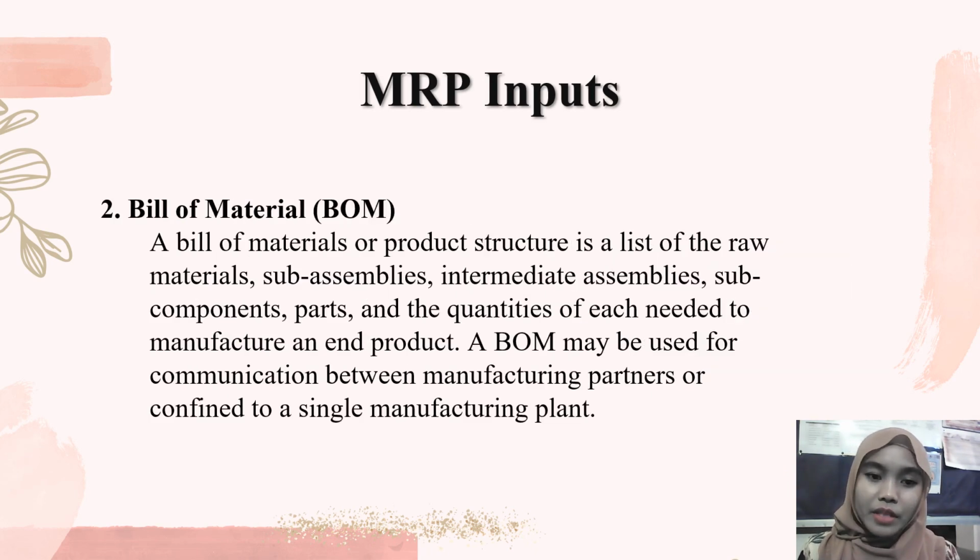For the bill of material, a bill of material or product structure is a list of raw materials, subassemblies, intermediate assemblies, subcomponents, and the quantity of each needed to manufacture an end product. A BOM may be used for communication between manufacturing partners or confined to a single manufacturing plant.